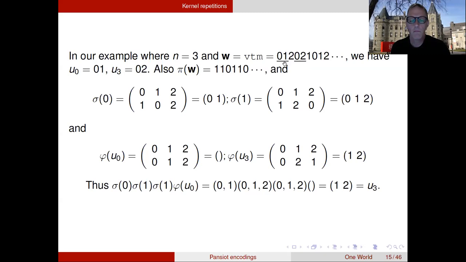So in the example where n is 3, n minus 1 is 2, and here I have the word at position 0, so U0 is 0, 1. And here, 0, 1, 2, 3, this is the word at index 3, so U3 is 0, 2. The Pansiot encoding, we've already seen it.